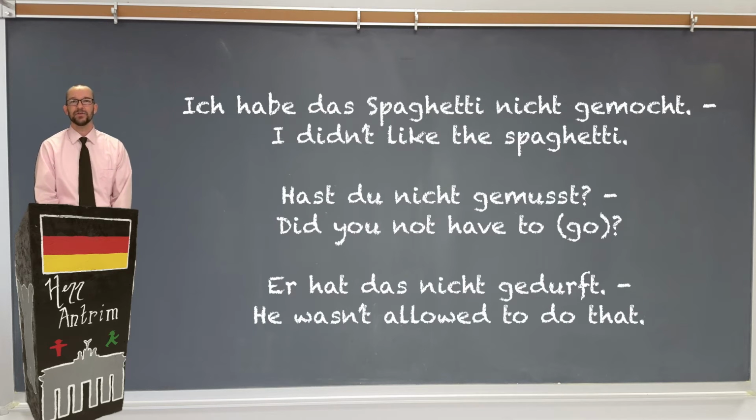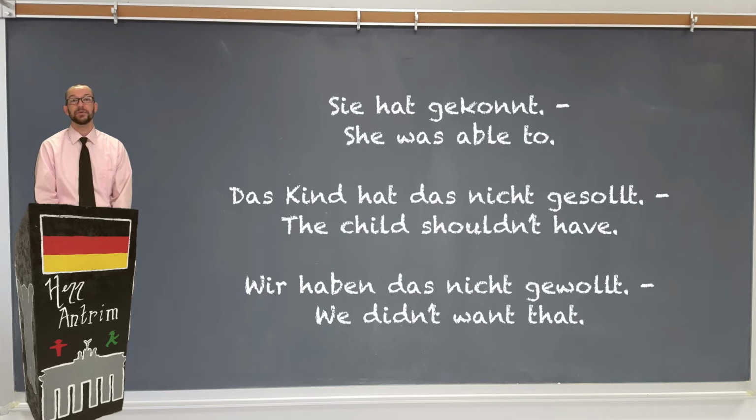Hat das nicht gedurft. He wasn't allowed to do that. Probably never gonna see the verb gedurft. Sie hat gekonnt. She was able to. Das Kind hat das nicht gesollt. The child shouldn't have. Wir haben das nicht gewollt. We didn't want that. Honestly, I would probably only ever use gewollt and gemocht.